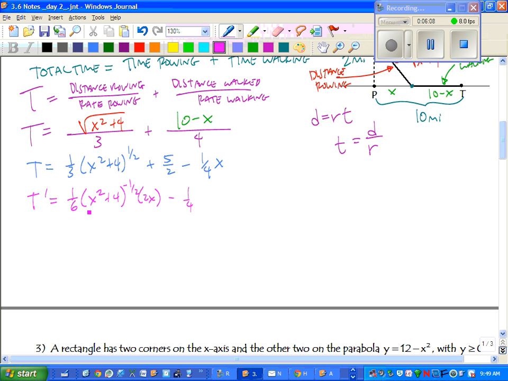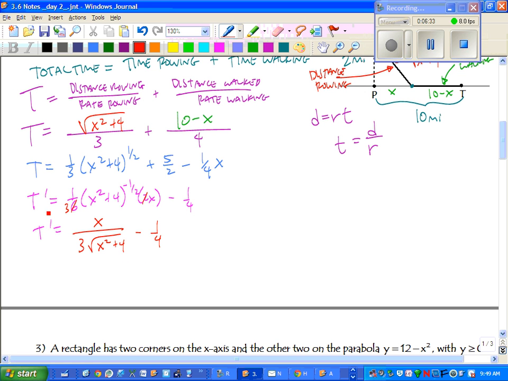So we can simplify this a little bit right here. We get the 2 times the 1/6, that's going to simplify to 1/3. 2's cancel out. We end up with x over 3 times the square root of x squared plus 4, minus 1/4.